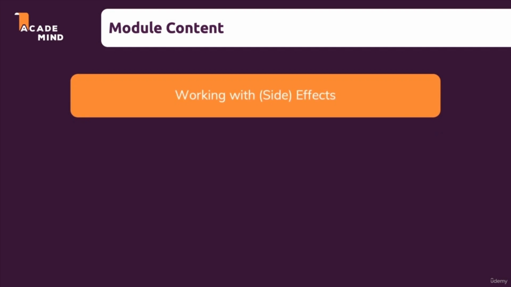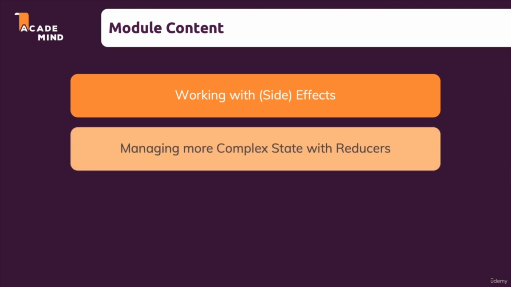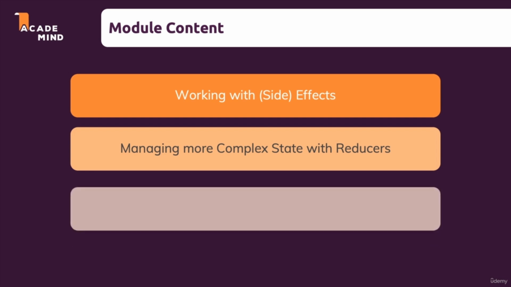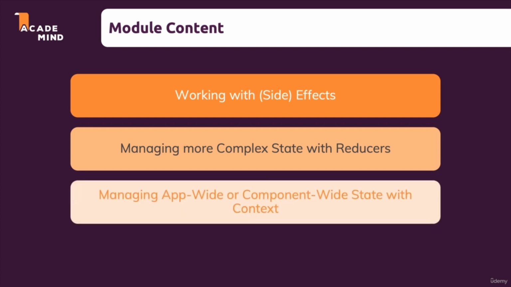Now, in this module, we will therefore take a closer look at what effects are and how you can work with so-called side effects, which is what effects means, but more on that in a second. We'll have a look at how we can manage more complex state in our components with reducers. And we will explore app-wide, or at least component-wide state, so the state that affects multiple components, with a concept called context, which is built into React to make sharing state and state updates across components easier. A lot of important features that are included here, so let's not waste any time and let's dive right in.